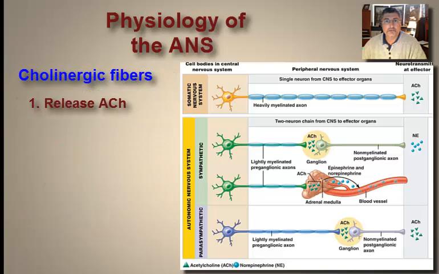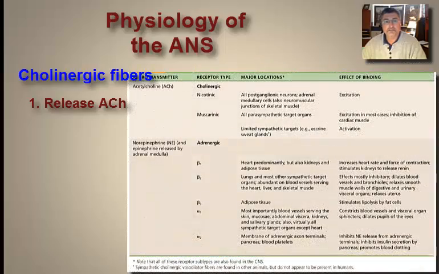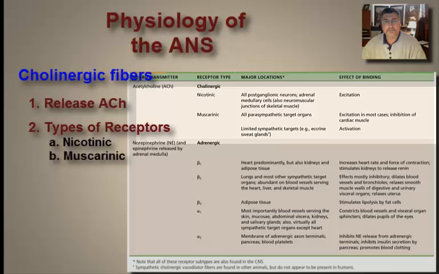Again, the cholinergic fibers are going to be the acetylcholine-releasing fibers. They're going to be found on all preganglionic axons of the autonomic nervous system, and all the parasympathetic postganglionic axons at the synapse of the effector organs. There are going to be two types of cholinergic receptors on the effector organ surface that will bind to acetylcholine. Now these receptor sites are named after chemicals and/or drugs that will also bind to these sites and mimic the effects of acetylcholine. The two types of receptors are nicotinic and muscarinic receptors.